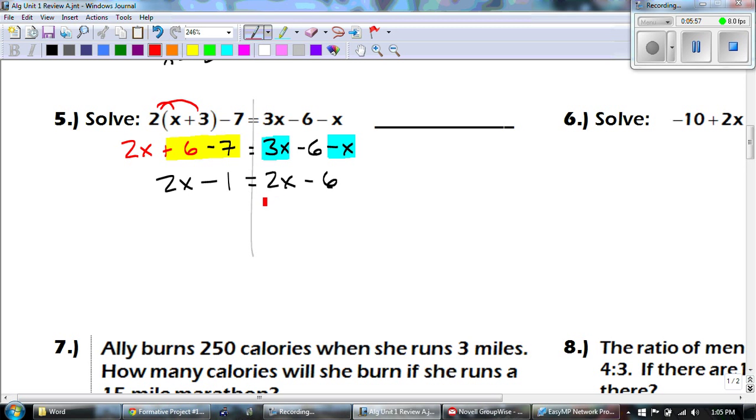I have variables on both sides, so I'm going to move the smaller one. And just like the last one, 2x minus 2x is not x. Don't be that guy. They both cancel, and we're left with -1 equals -6. And last time I checked, I don't think so. So your final answer is no solution.